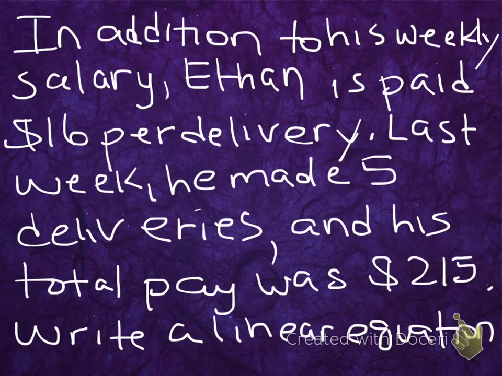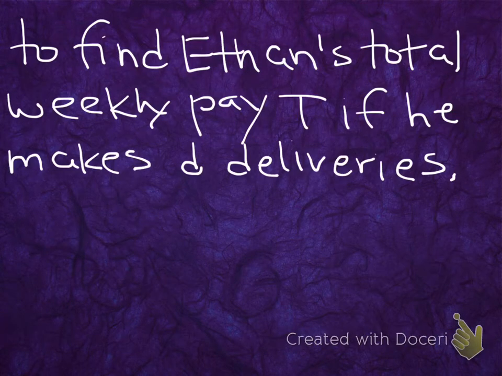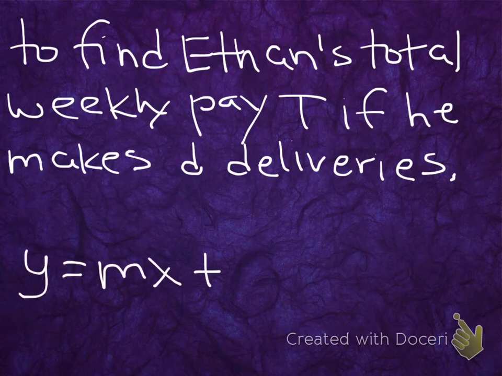Now we're asked to write a linear equation from the word problem. So if it asks us to write a linear equation, we're usually assuming that's going to be slope-intercept form if they don't tell us. So we're going to use y equals mx plus b. Now it says the weekly pay here is represented with t, and the d represents deliveries. So instead of y and x, we're going to use t and d.